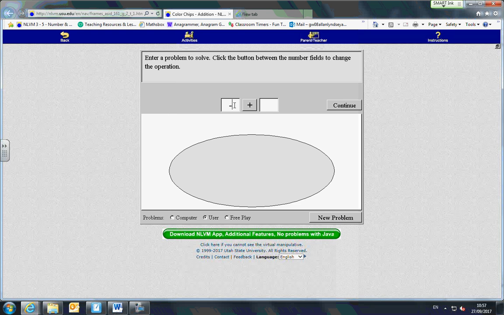The last example we're going to look at is negative 1 plus negative 4. To represent this, we'd have 1 negative, and we're going to add on 4 negatives.